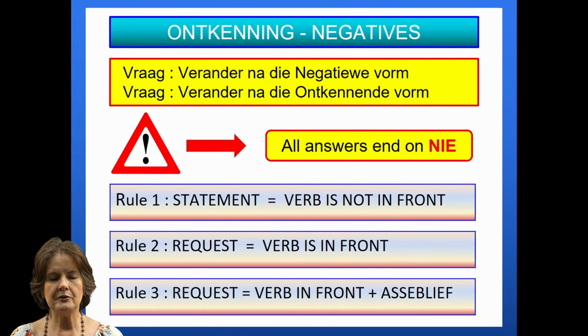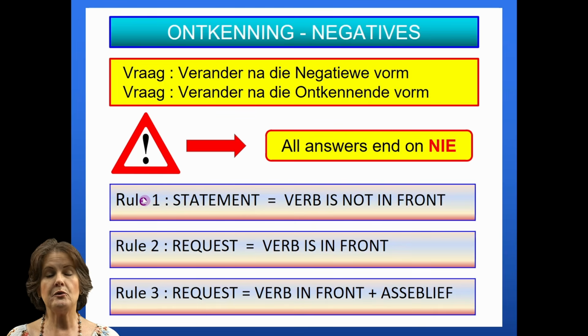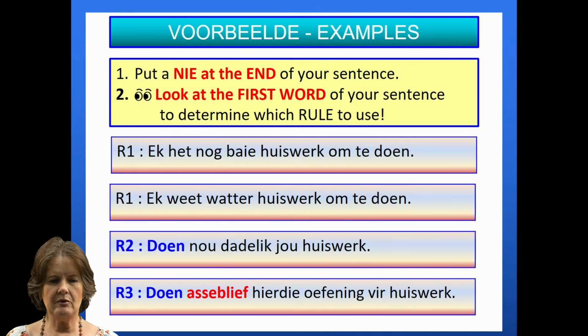Now, the golden rule, this is the strongest rule in Afrikaans. Nothing can break this rule, and that is a negative sentence must end on a nie. So when you do this work, all your answers must end on a nie. Right, let's look. We find 3 rules when we do ontkenning. Let me show you what I mean.